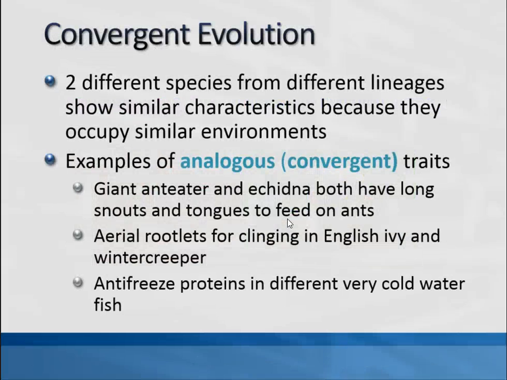Okay, so convergent evolution, the definition of that is that you have two different species from different lineages that show similar characteristics because they have similar environmental pressures. Okay, and I've got three examples here: the anteater and the echidna. Aerial rootlets, these are the roots that allow ivies and climbing vines to anchor into buildings and trees and stuff. And then antifreeze proteins in fish.